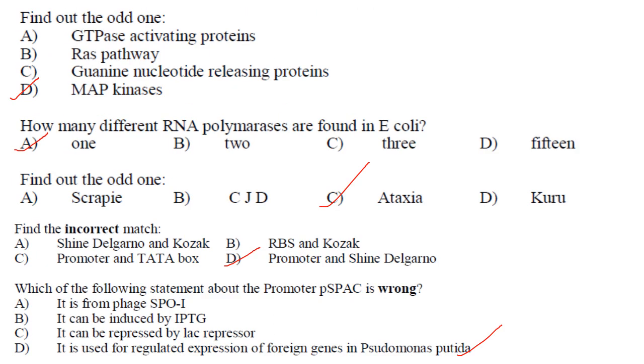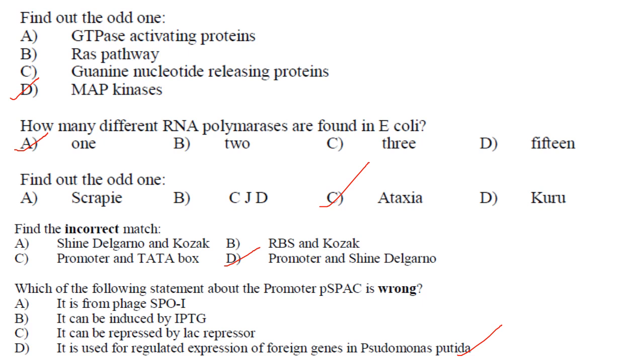The next one, find out the odd one. GTPase activating protein, RAS pathway, guanine nucleotide releasing protein, MAP kinases. So the first three, that is GTPase activating protein, RAS pathway and guanine nucleotide releasing proteins, are involved in the conversion of GTP to GDP or GDP to GTP.